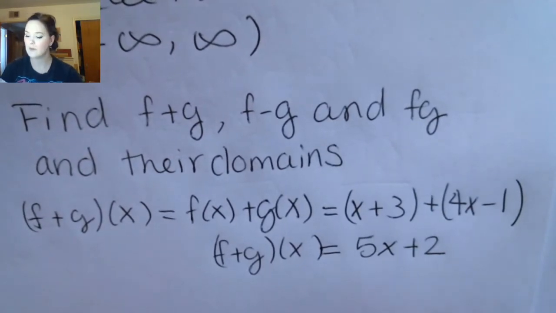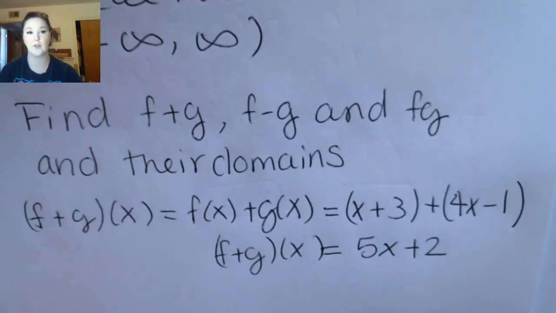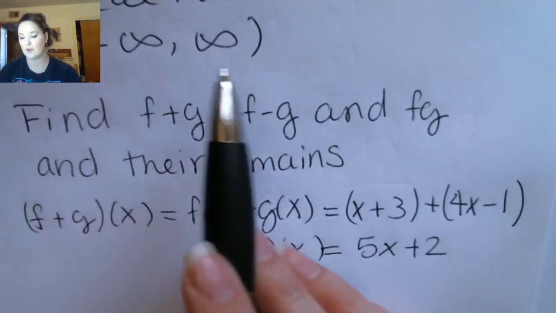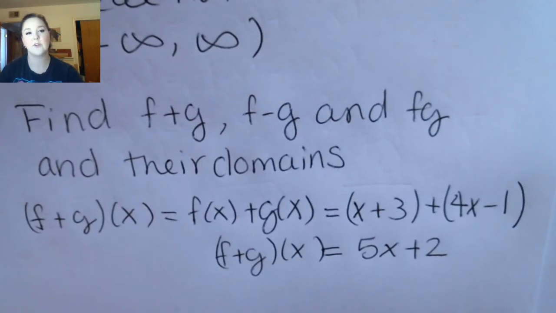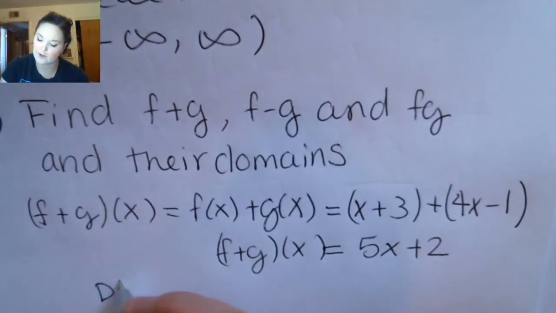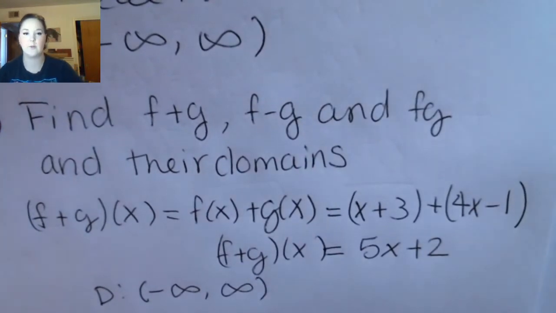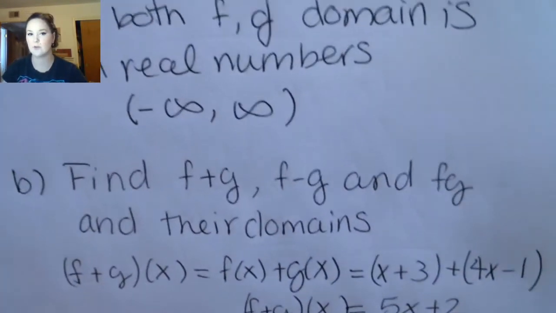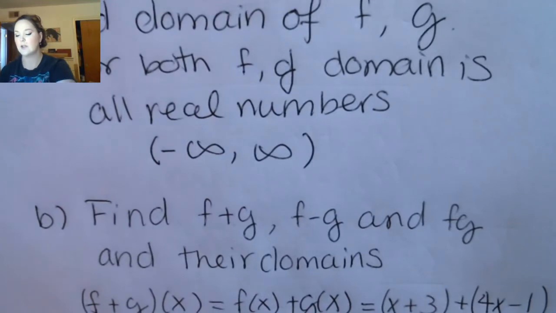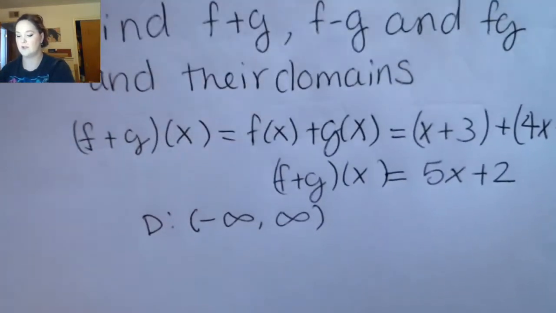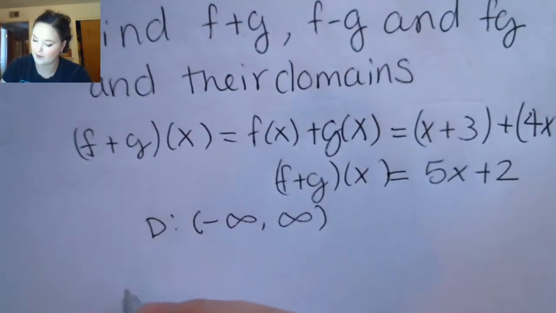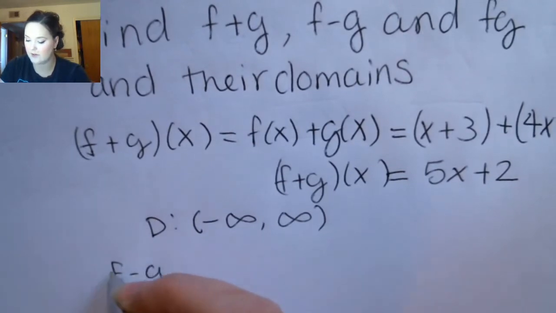Okay. Now, the domain, remember, is anything that's in the domain of both f and g. Well, f and g both contain everything in their domain, so the domain is going to be negative infinity to positive infinity. There's nothing excluded from the domain of either of these, so that means for their combination, there's still nothing excluded. Okay, so let's do f minus g.